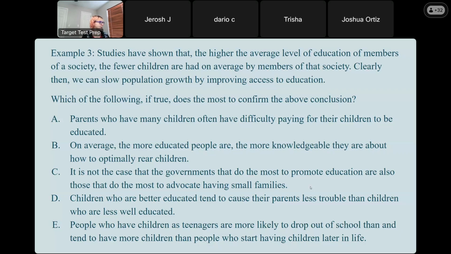D, children who are better educated tend to cause their parents less trouble than children who are less well educated. This is the opposite issue, if anything, because we aren't so concerned about the children and their effect on the parents, but the parents having the children. And E, people who have children as teenagers are more likely to drop out of school and tend to have more children than people who start having children later in life.